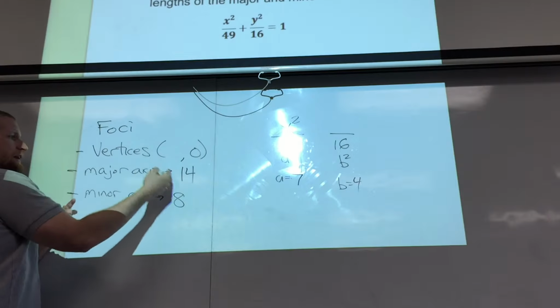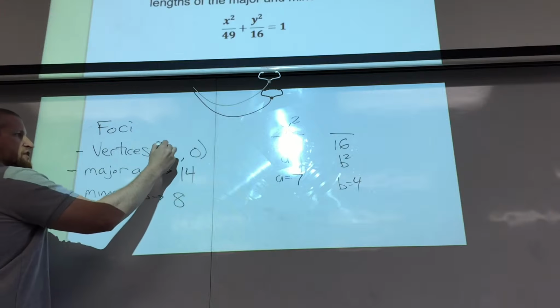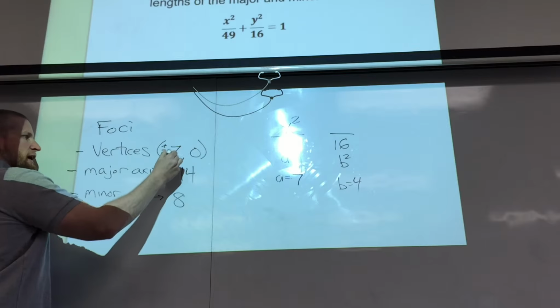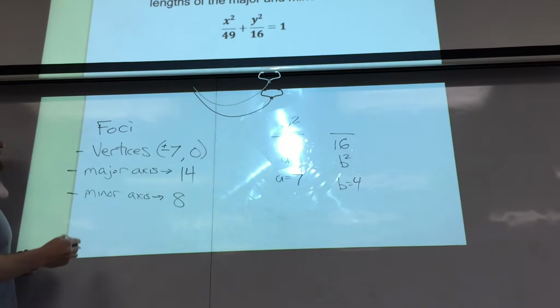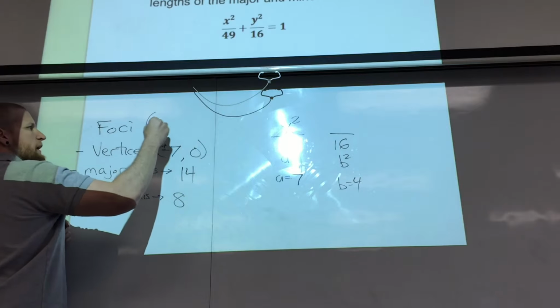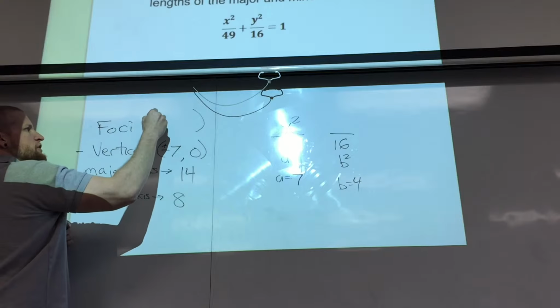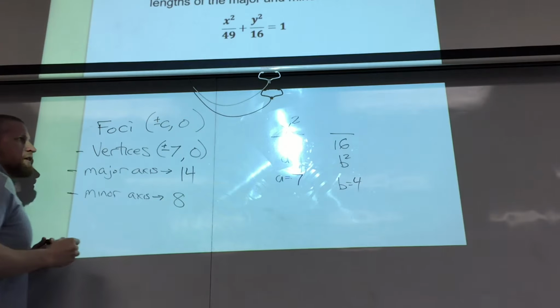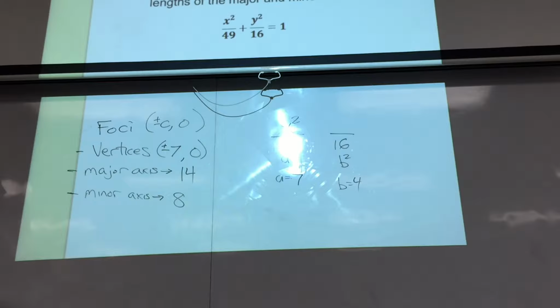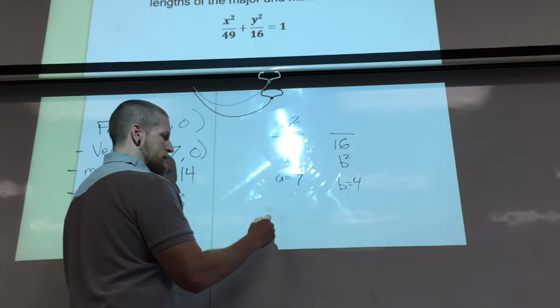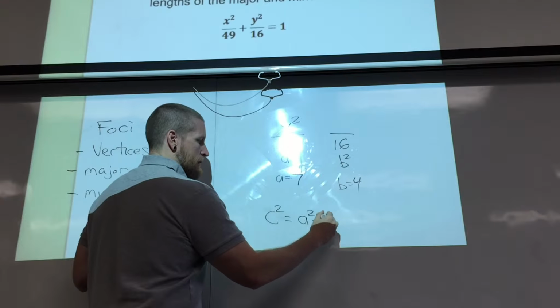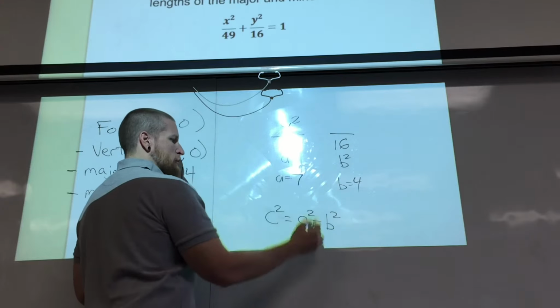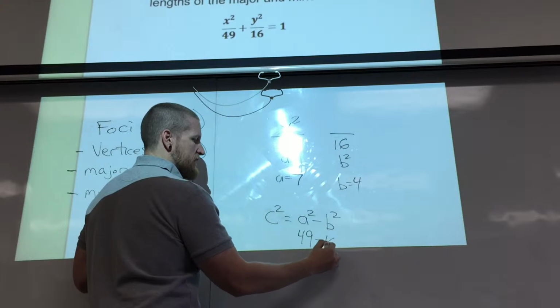The vertices are at the endpoints of your major axis, but this is just going to be plus or minus whatever a is. So these three you pull out strictly from those numbers. This is the only one you have to do a little bit of work for. Okay, so on your paper it should say plus or minus, correct? And I gave you the thing at the bottom that said how you find c squared, right? It should say c squared equals a squared minus b squared. Okay, a squared we said is 49, b squared is 16.